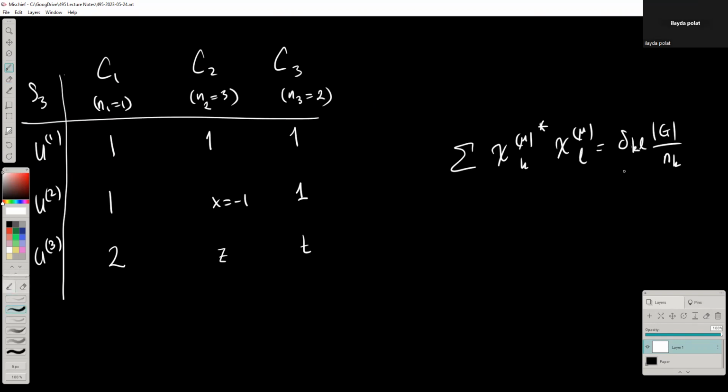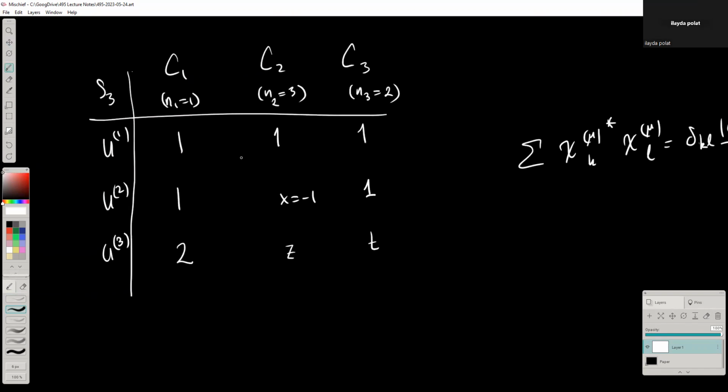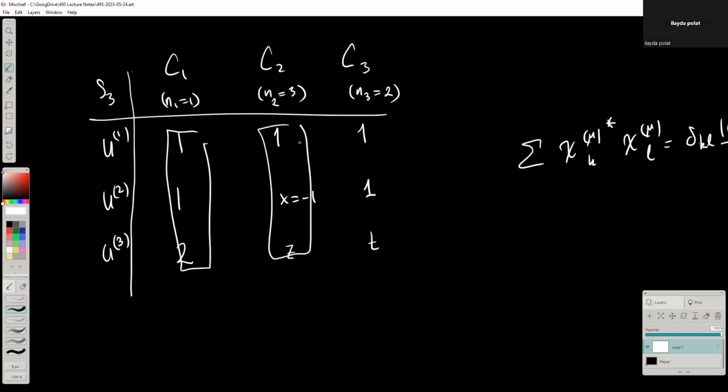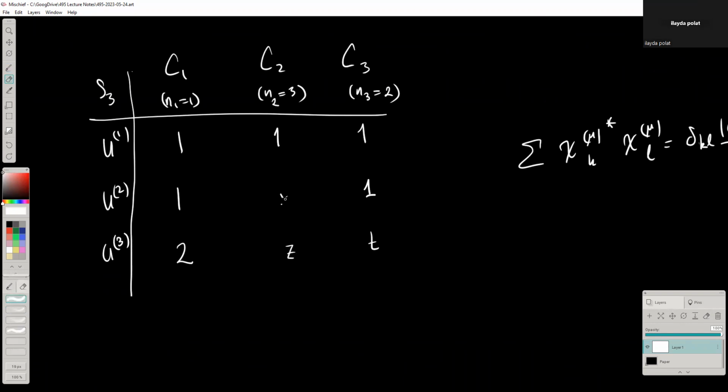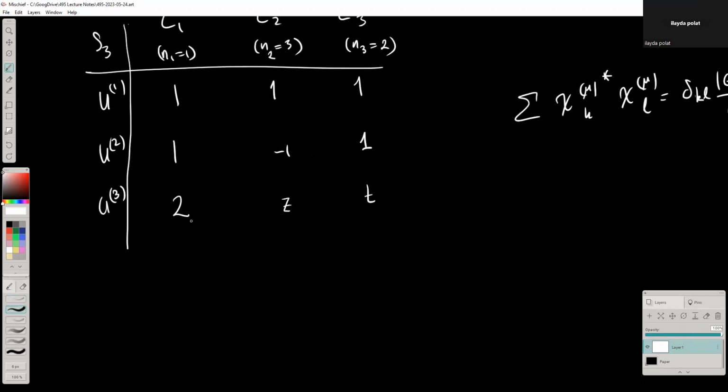So this says that when K is different than L, the right-hand side is equal to 0. So therefore, that factor does not have any importance at all. This says that the two columns in here are perpendicular to each other. They are orthogonal. Sorry, let me write minus 1 in here.